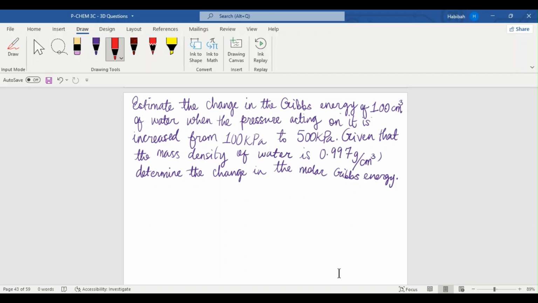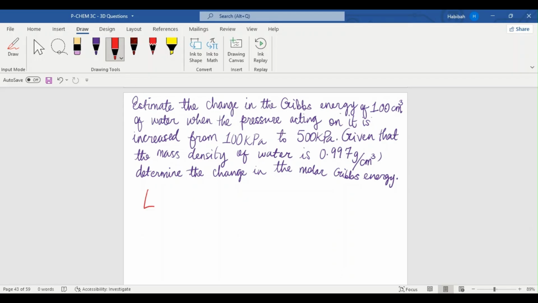So today we're going to be working on the question on the screen that says: estimate the change in Gibbs energy of 100 centimeter cube of water when the pressure acting on it is increased from 100 kilopascal to 500 kilopascal. Given that the mass density of water is 0.97 gram per cm cube, determine the change in molar Gibbs energy.